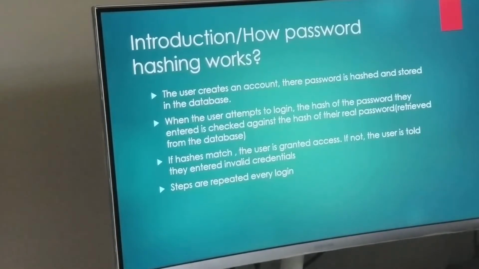It's a little introduction. The user creates an account. Their password is hashed and stored in a database. When the user attempts to log in, the hash of the password they entered is checked against the hash of the real password retrieved from the database. If it matches, the user is granted access. If not, the user is told invalid credentials. These steps are repeated every login.